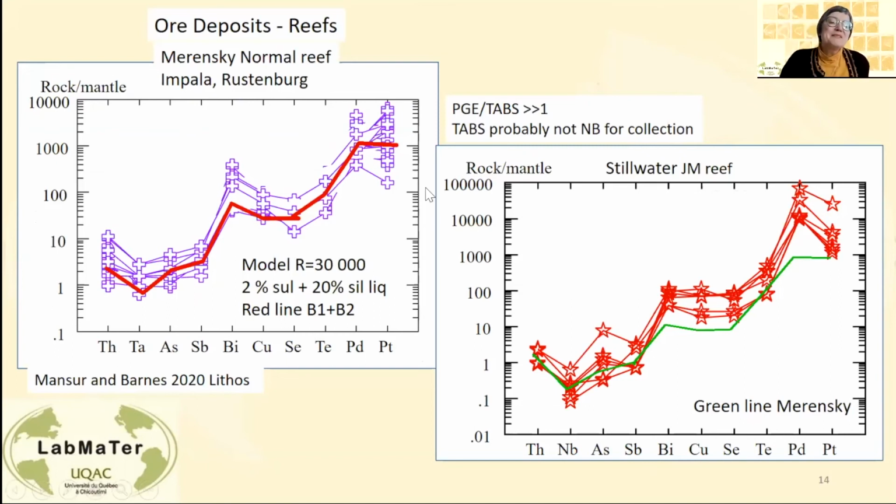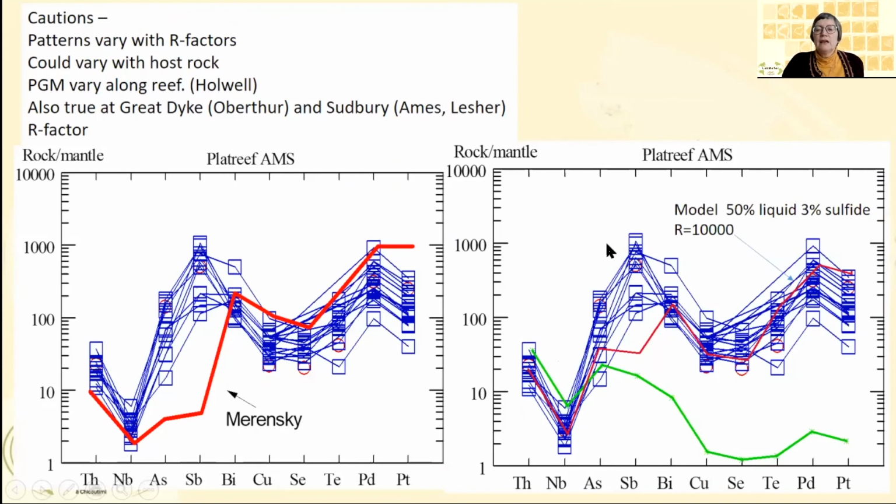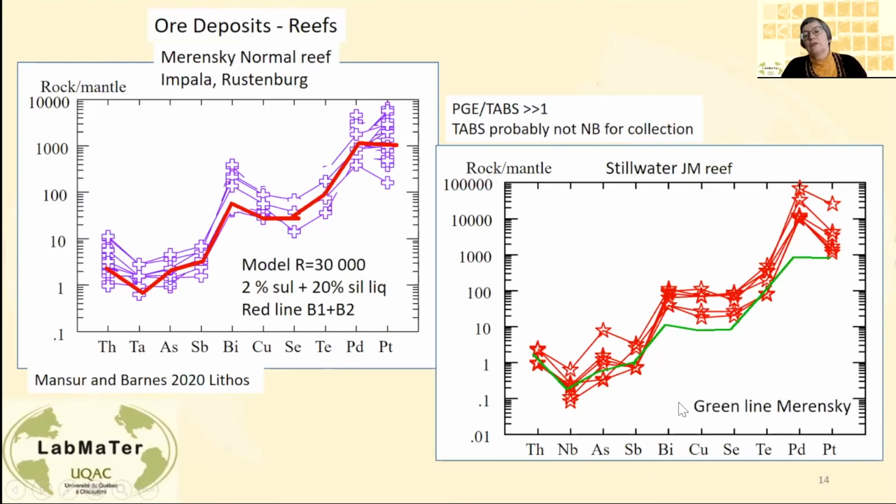Okay. This is the Merensky, the purple. And we can take the B1, B2 mixture from the Bushveld and model what we have using an R factor of around 30,000. The rocks have about 2% of these sulfide liquids and about 20% silicate liquid we need to put into it. And we get a pattern that resembles the Merensky rocks. Stillwater, I haven't got around to modeling Stillwater. I just put the green line on here so you can compare it with what's at Merensky.